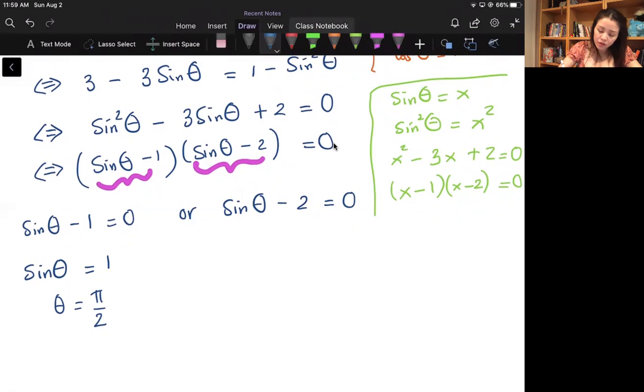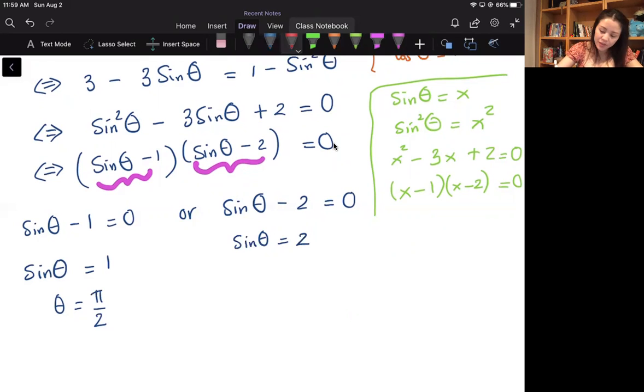So I have sine theta equal 2. Now, do we have a solution to this equation, sine theta equal 2, right? I will show you two ways of solving this equation. One way is using a graphing calculator, and the other way is doing it analytically. So naturally, what I would do is I apply sine inverse to both sides.